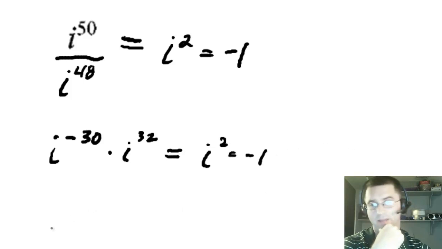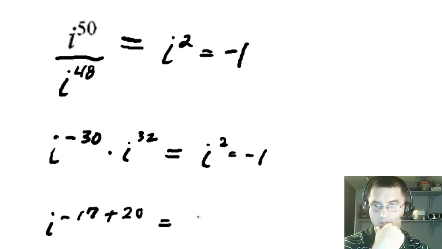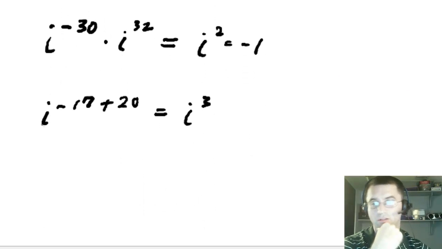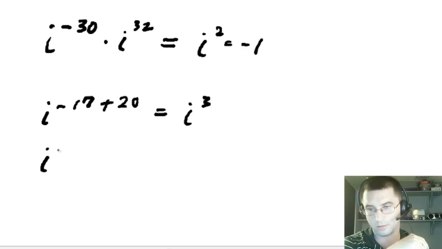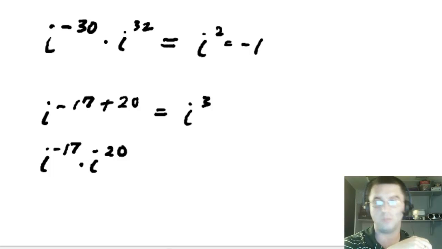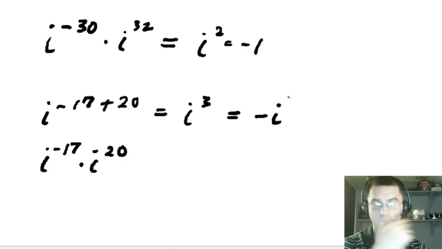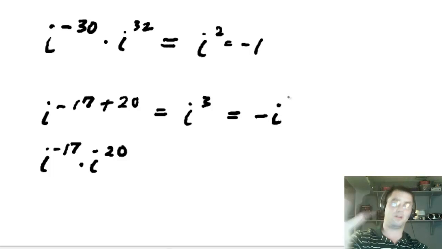If I had I to the negative 17, I could add 20 to it, which is what? I to the 3. Why can I add 20? Because if I'm adding, I'm really multiplying. I'm just skipping a step. I to the 20 is 1. And what happens when the bases are the same? We add the exponents. So when I go negative 17 plus 20, I get I to the 3. I to the 3 is negative I. And there you go. So that's how you approach those problems.